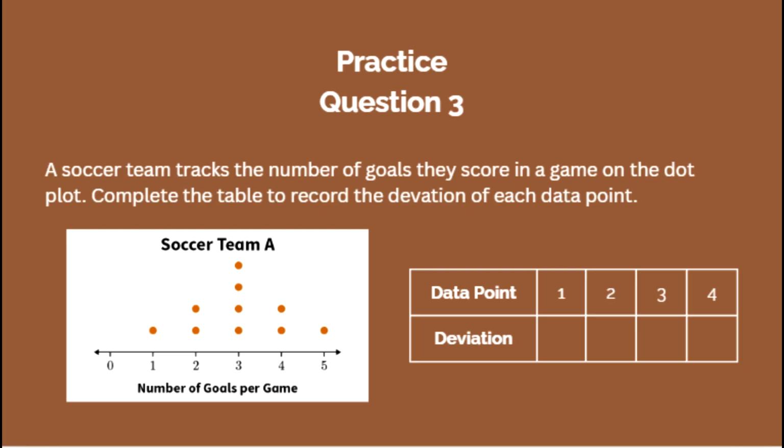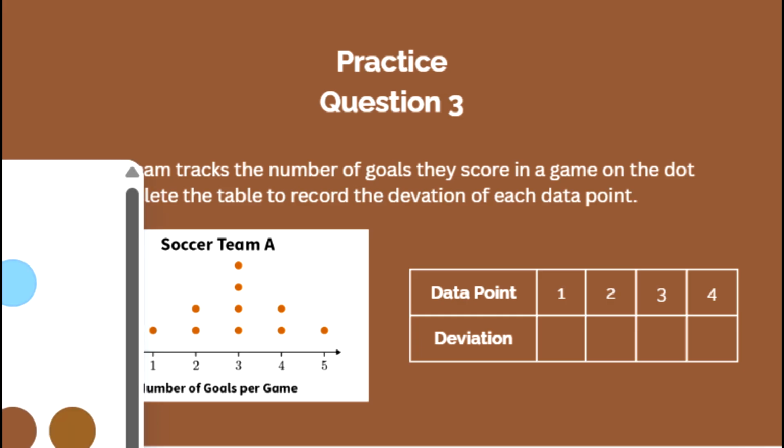Okay? Here's practice question number 3. A soccer team tracks the number of goals they score in a game on the dot plot. Complete the table to record the deviation of each data point. Pause it, figure it out, come back.